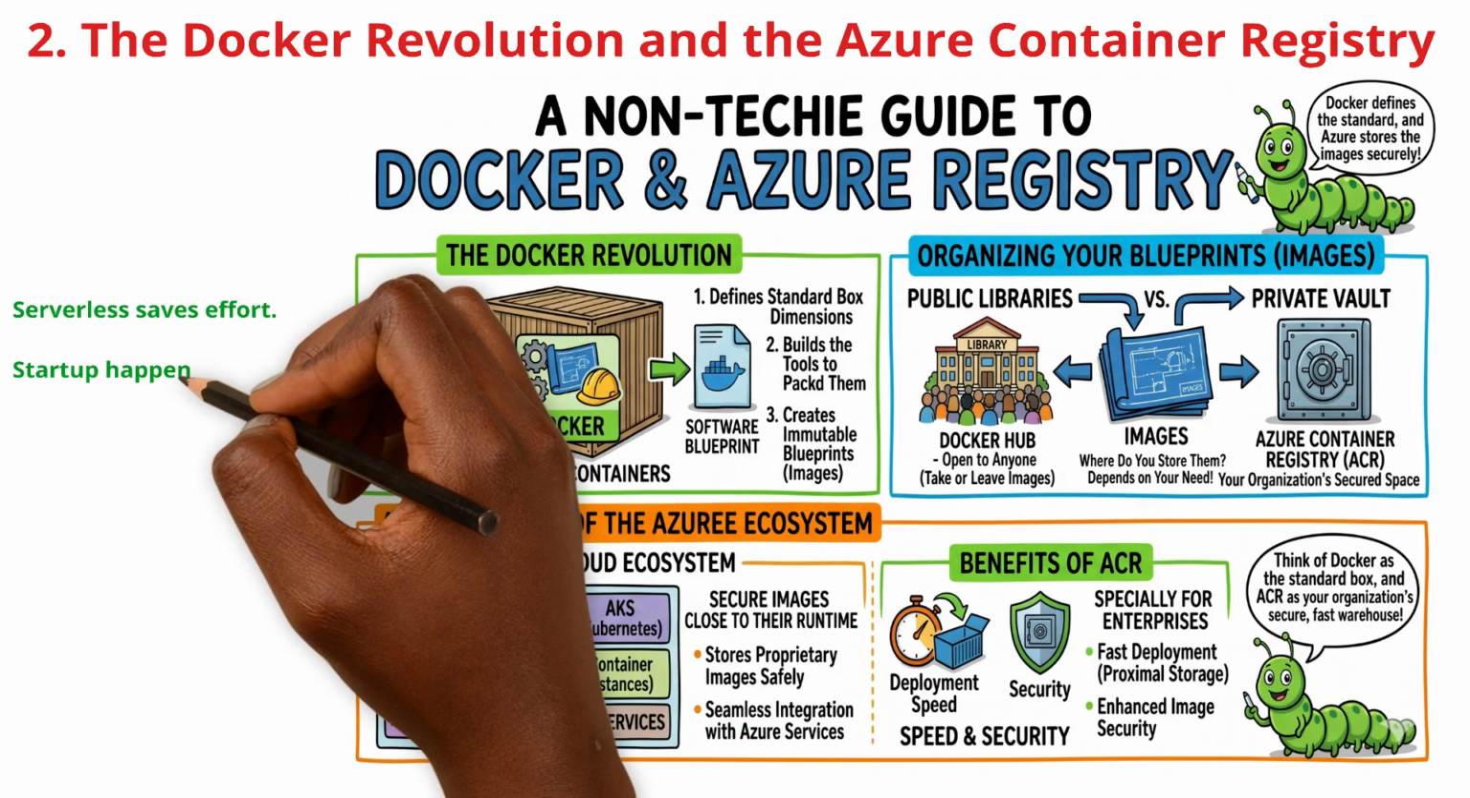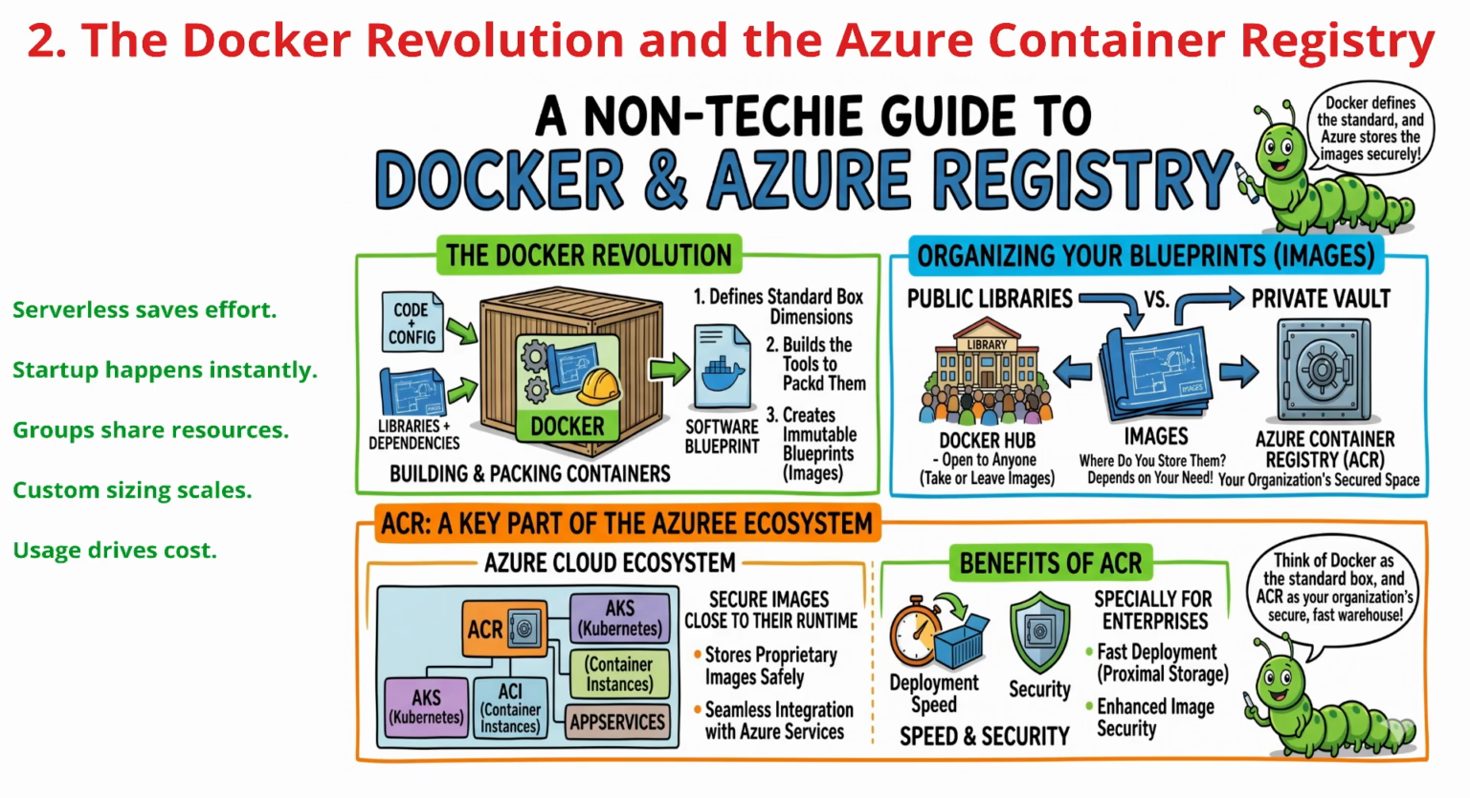If containers are the shipping boxes of the digital world, think of Docker as the company that set the global standard for the box's size and created the specialized tools to pack them. Docker allows developers to take their code, libraries, and configurations and turn them into a blueprint, officially known as an image. Once you have these blueprints, you need a place to keep them organized and safe. Docker Hub acts like a massive public library where anyone can share or borrow images.